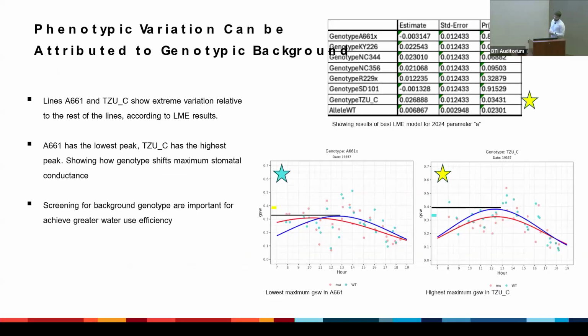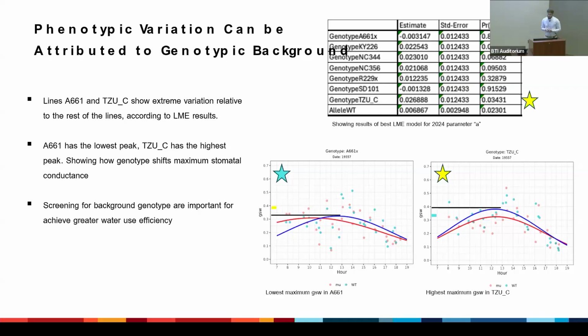So the further results of the linear mixed effect models show which of the genotypes are causing the most variation in stomatal conductance. Here we look at the estimates of each genotype. The largest positive number and the smallest negative number represent the genotypes with extreme values, representing extreme variation in the data. So we see that line A661 at the top and line TZU are the extremes. A661 is the smallest negative number. TZU is the largest positive number. This translates into A661 having the lowest peak, as you can see in the graph here, and TZU having the greatest peak.